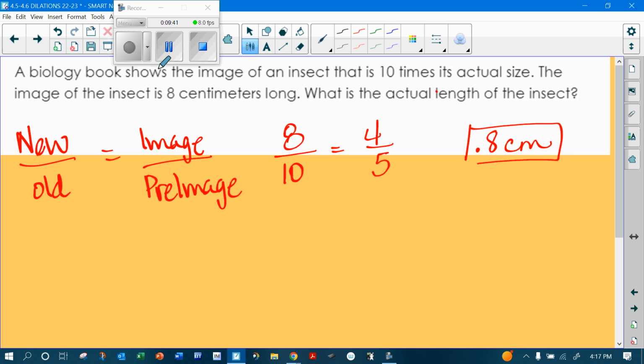So the actual length: a biology book shows the image of an insect that is 10 times its actual size. So it's 10 times its actual size, so the actual size was 0.8. So new over old.